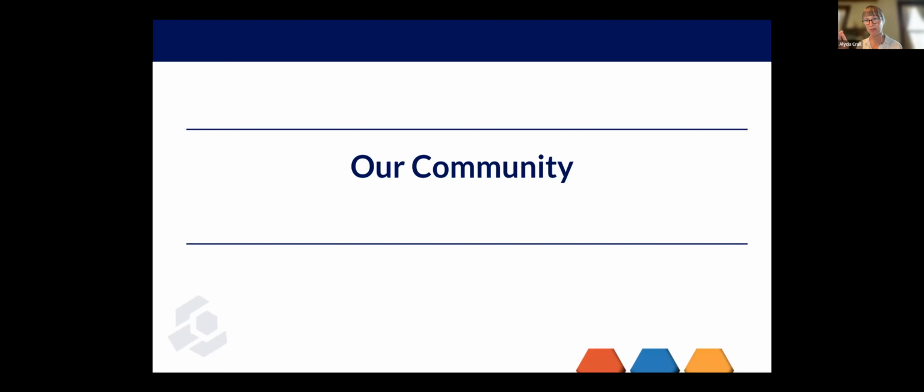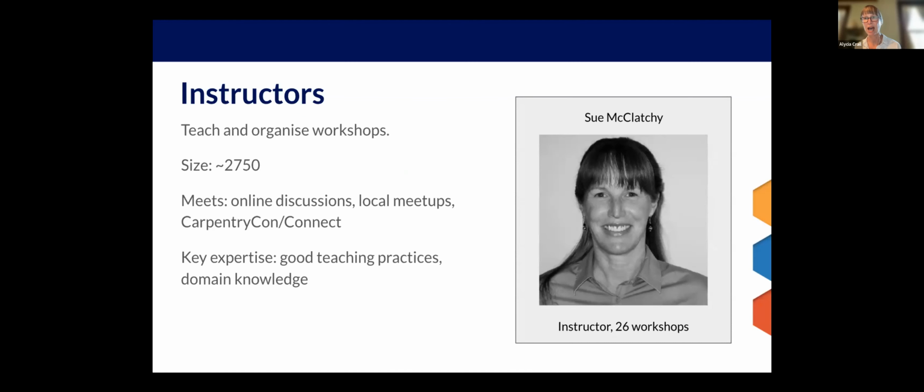So I wanted to give you a very broad overview of the types of members that are within our community. So first we have our workshop instructors, the individuals that are teaching and organizing the workshops to teach these skills to our learners. We have about 2,750 of those, again, around the world. They have online discussions, they meet up locally, and then they also do a lot to support our events. Carpentry Con is our biannual conference, and we also have Carpentry Connect events, which are more for local or regional communities. But they bring good teaching practices and domain knowledge to our other community members.